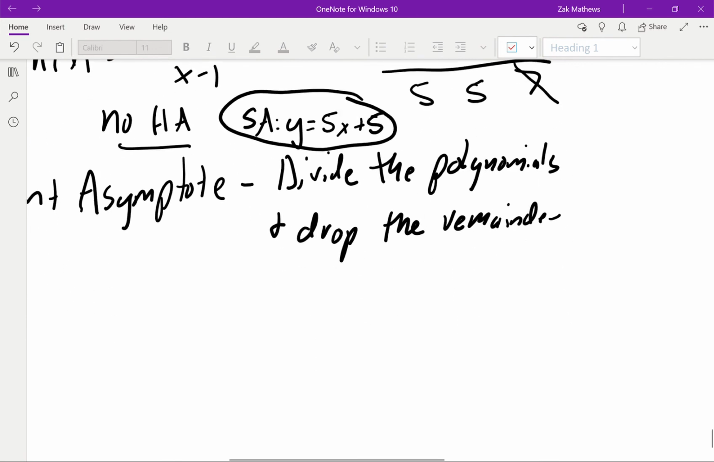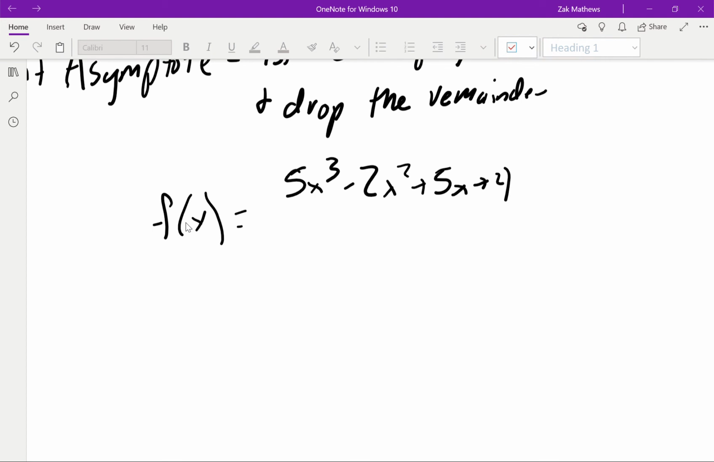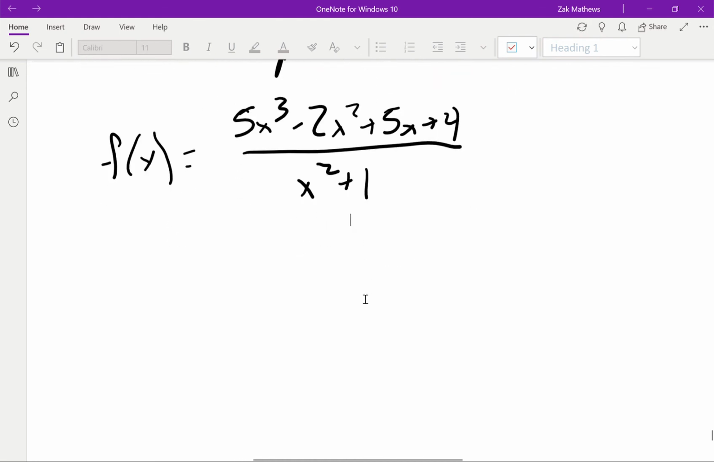Now, this was an example where I could use synthetic division. Let's just real quickly take a look at an example where we couldn't. So let's take 5x cubed minus 2x squared plus 5x plus 4. Let's divide that by x squared plus 1. Well, now we have a polynomial that's no longer of just degree 1, so I'm going to have to use my long division.